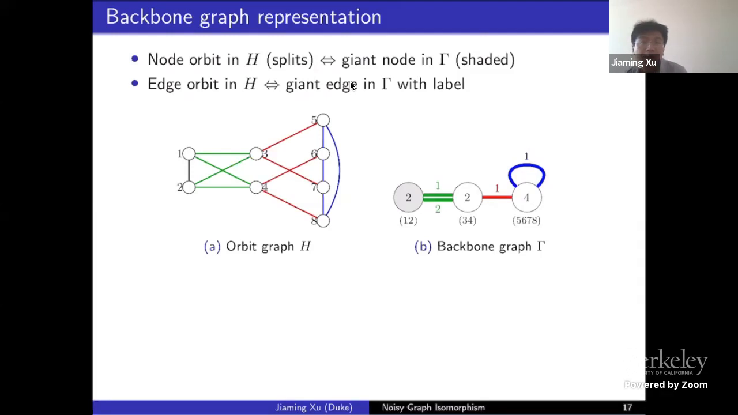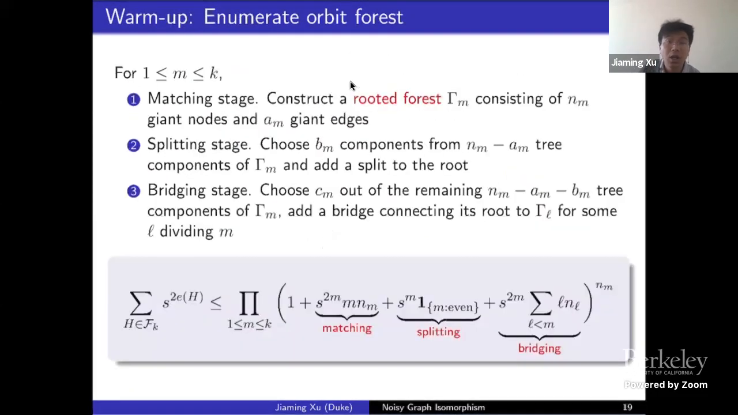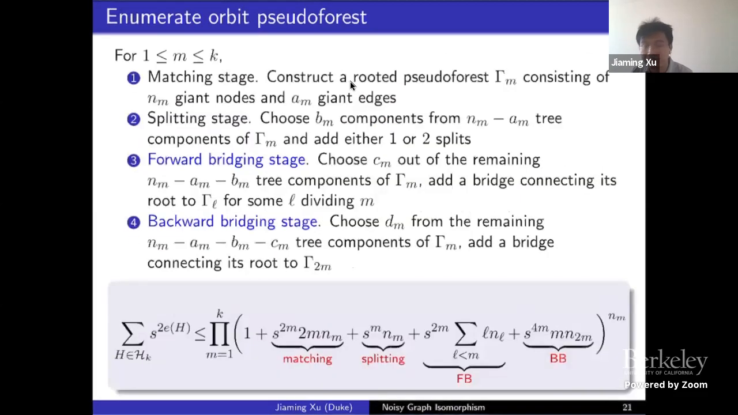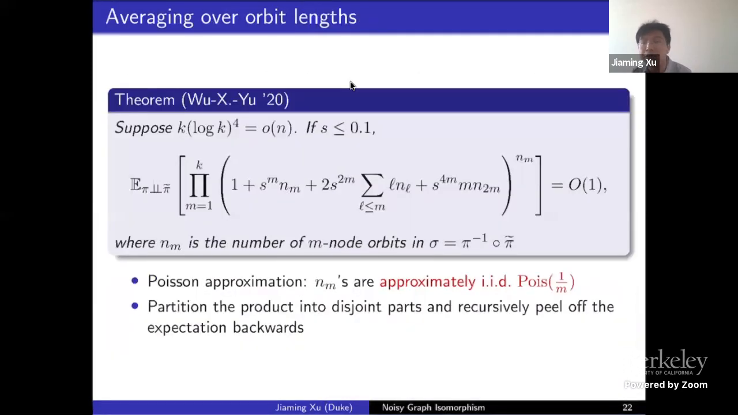Yes. So I'm not going into the details about enumeration, but I just want to mention that we crucially use the edge orbit structure to enumerate the possible edge orbit pseudoforests. So this is our final bound on the generating function. After getting this, the last step is to take the average over the permutation, and in this step we use the Poisson approximation of the number of cycles in the node permutation.